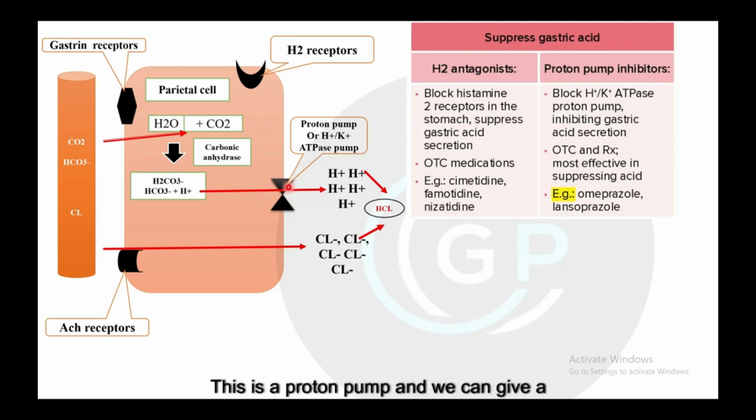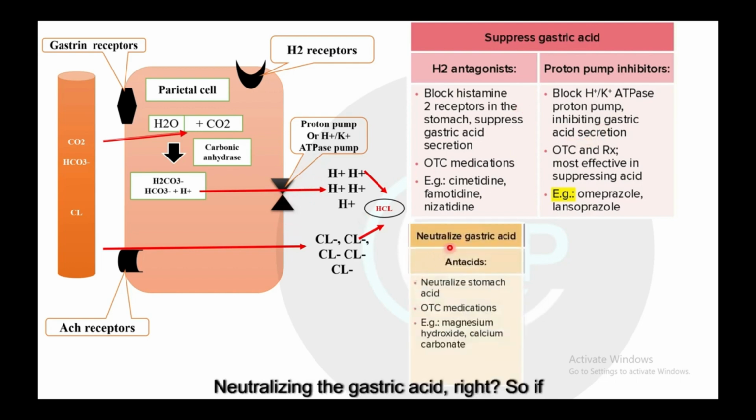Similarly, this is a proton pump, and we can give proton pump inhibitors, which we call PPIs. Examples like omeprazole, pantoprazole, lansoprazole, rabeprazole will block the hydrogen potassium ATPase proton pump and inhibit the secretion of HCl. Next thing is neutralizing the gastric acid, right? If there is already an excess amount of HCl in the stomach, we can give an antacid. Antacids will neutralize the stomach acid that is already present in the stomach. We can give drugs like magnesium hydroxide gel, aluminum hydroxide gel. Also, we can give calcium carbonate. So all these help in neutralizing the gastric acid.